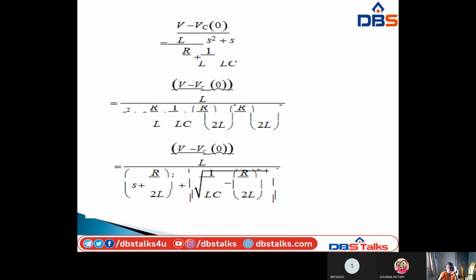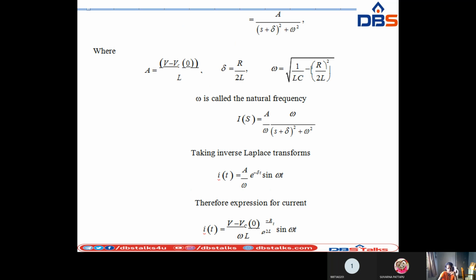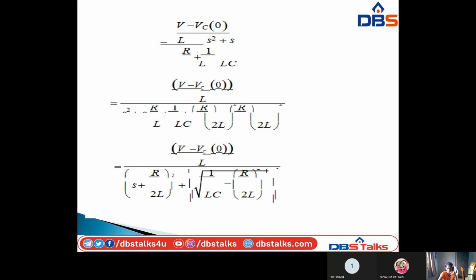So V minus Vc of 0 by L, and the denominator, with total resistance R by L and 1 by LC, becomes S plus R by 2L whole square plus 1 by LC minus R by 2L whole square. And after simplifying this, V minus Vc of 0 by L, divided by S plus R by 2L whole square plus 1 by LC minus R by 2L whole square.